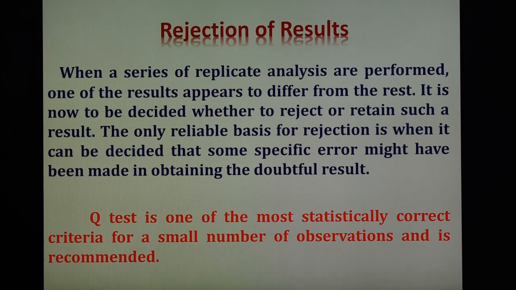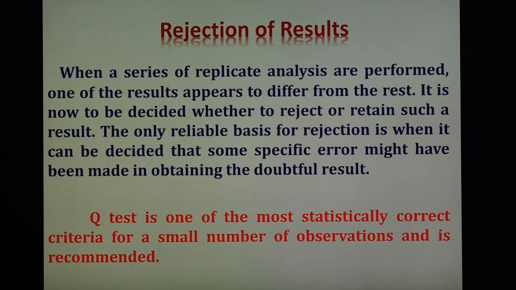Therefore, a number of statistical tests have been used to determine whether a particular observation should be rejected or retained. On that basis, the Q test, where Q means rejection quotient, is one of the most used statistical criteria for a small number of observations, and it is recommended as a test to retain or reject the particular doubtful value. So this Q test is one of the correct methods.